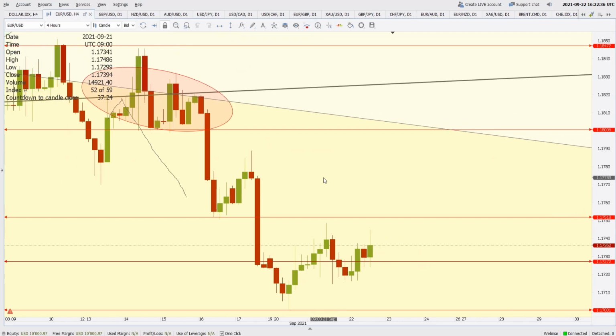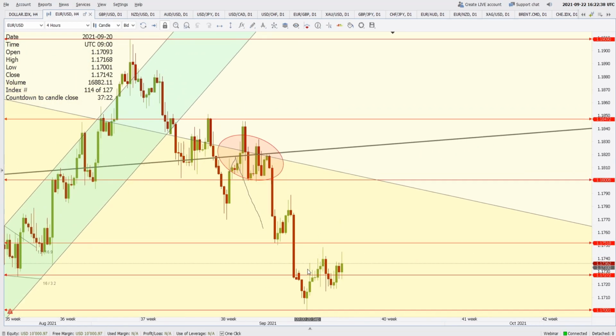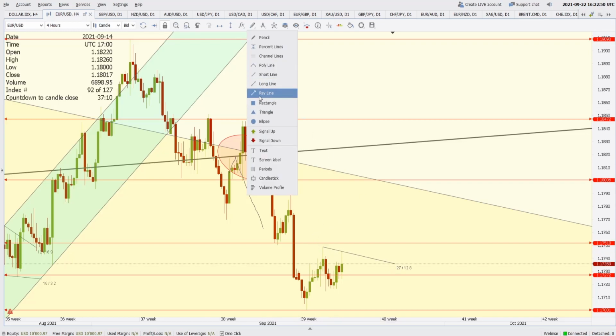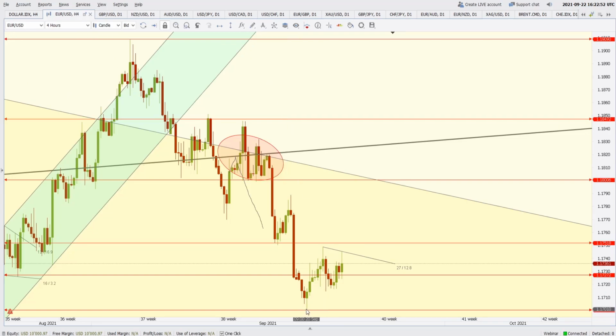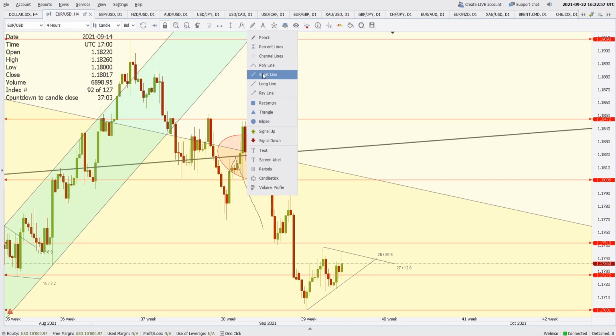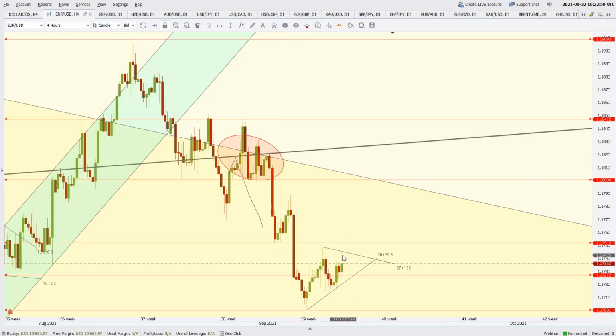Looking at the 4-hour chart, it looks like the price is trying to make a symmetrical triangle here. Actually, if you join these highs and if you join these lows, you will see a triangle forming here. So there's a possibility that the price will start hovering like this now and then eventually break below and go down, or the price can also go up.